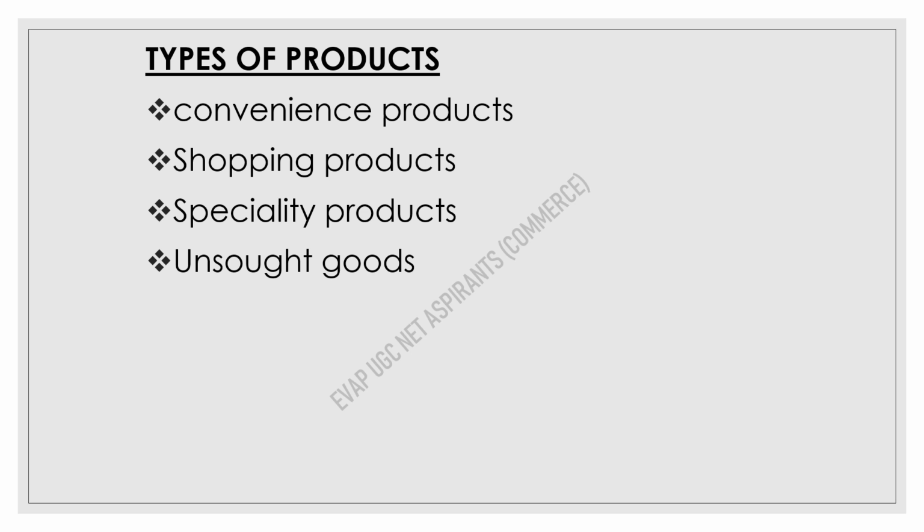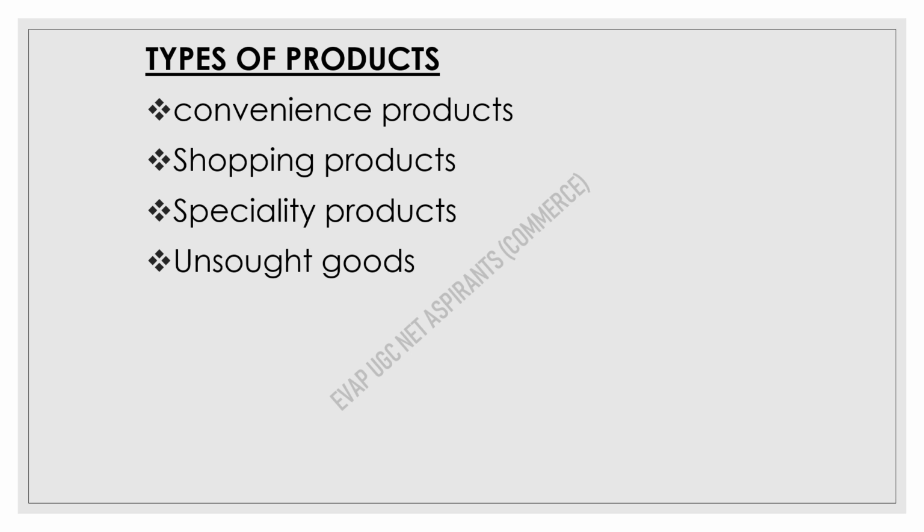So next is the types of products. What are the various types of products available in a market? Convenience products, shopping products, specialty products, and unsought products. So we are going to see in detail what are these four. First one is convenience products. Convenience products are the most frequently purchased products. They are purchased without any comparison. They are available at a lower price and they are available in many locations. For example, we have soaps, detergents, and the daily provisions that we purchase. All these are convenience products.